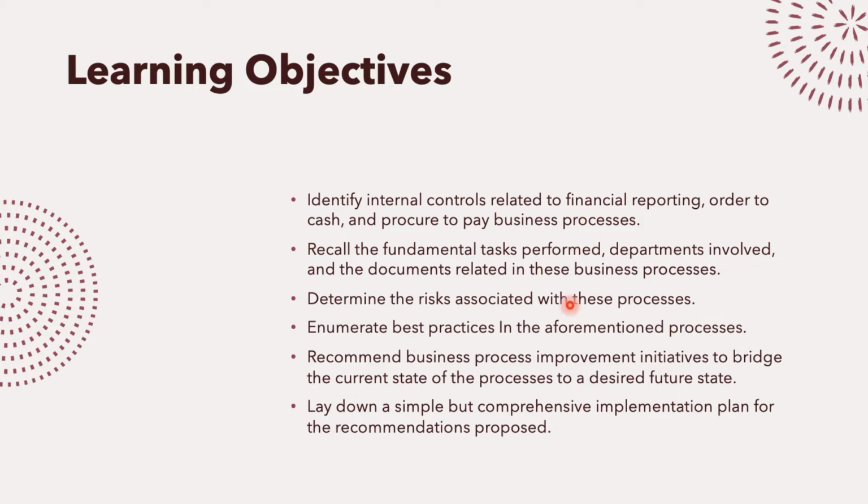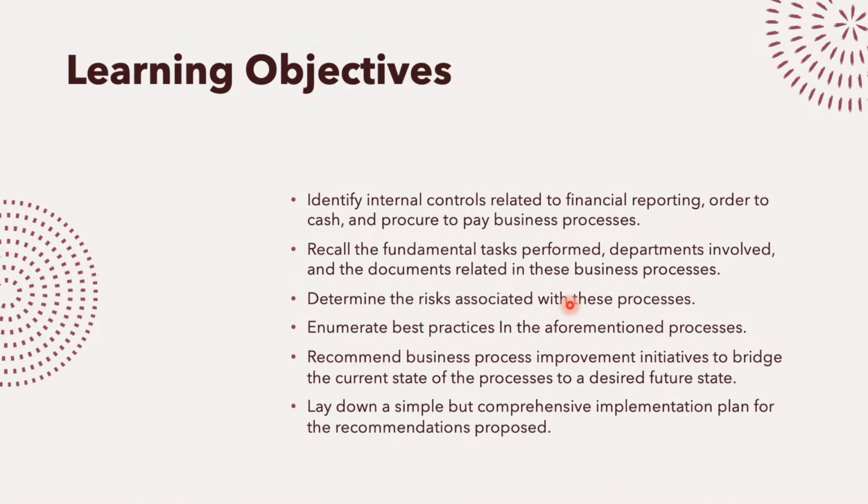So, third objective is to determine the risks associated with this process. So, this is the part wherein you know already these processes, but in operations auditing, we need to know what the risks associated with these processes are. And of course, we need to enumerate the best practices in the aforementioned processes, such as the controls that can be employed by the organization in order to mitigate the risk. Okay. Fifth learning objective is to recommend business process improvement initiatives to bridge the current state of the process to a desired future state.